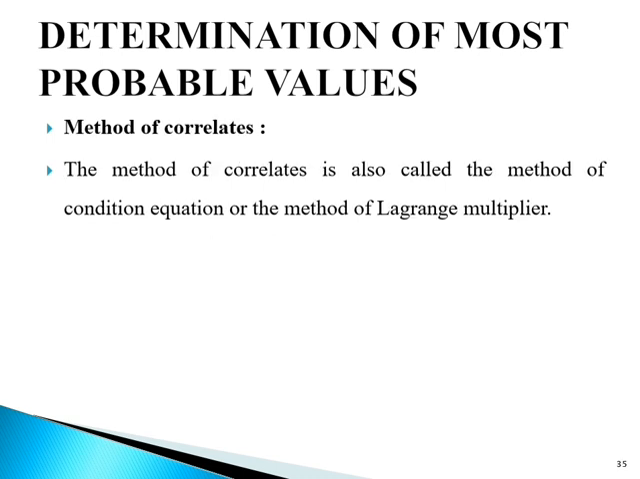And lastly, the method of correlates. The method of correlates is also called the method of condition equation or the method of Lagrange multipliers. Correlates or correlatives are the unknown multipliers, or say independent constants, used for finding the most probable values of unknown parameters. These are derived from the principle of least squares and conditional equations. The number of correlates required is equal to the number of conditions.